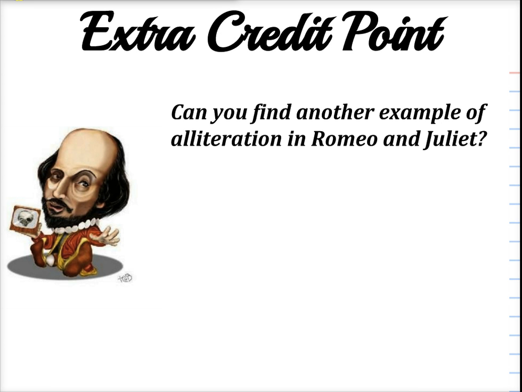So for each literary term, I'm expecting you to write in the definition and the example that I give you. But if you want an extra credit point for each term that I'm giving you, I have these extra credit point opportunities. So can you find another example of alliteration in Romeo and Juliet? If you can find an example and you write that as well as the other example that I gave you in the previous slide, then you'll get an extra credit point, or extra credit points. I may give you 2 points per each extra example.